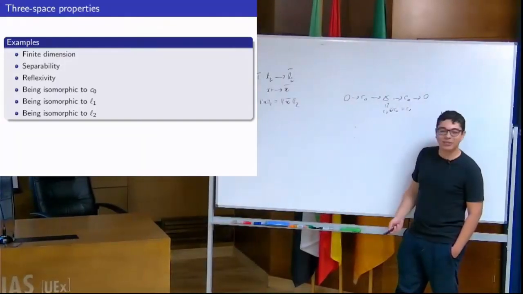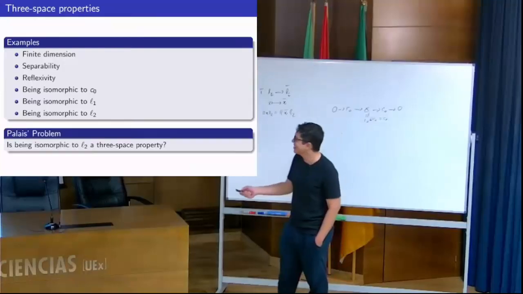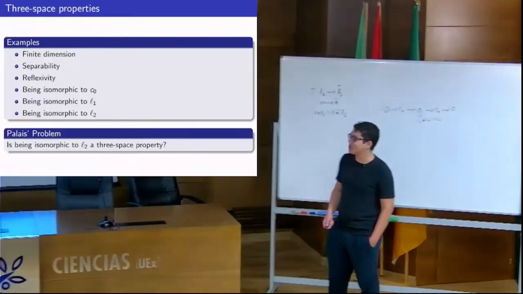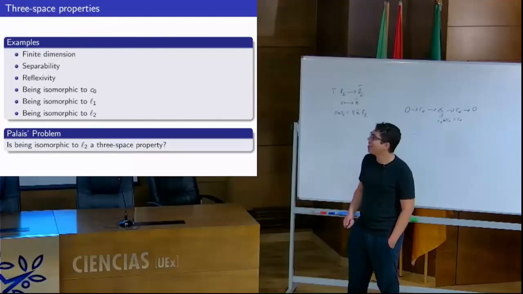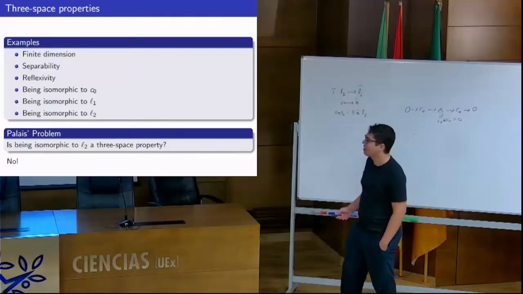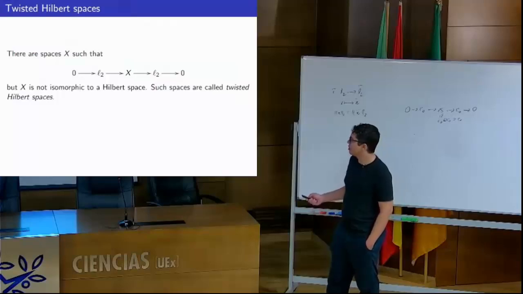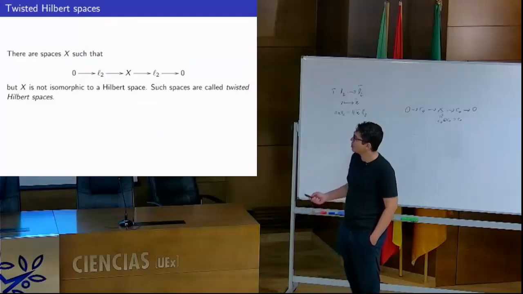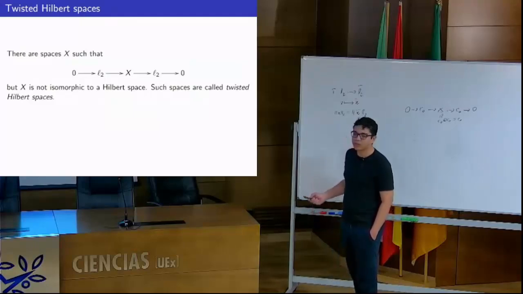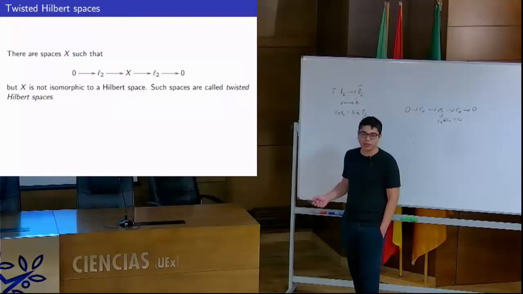So if my slides were correct, now we should have the natural question: is being isomorphic to L2 a three-space property? And as we have seen in this seminar, the answer is no. So there are spaces X which appear in this diagram and are not Hilbertian. Any space which appears like this has a subspace which is isomorphic to L2 and whose quotient is also isomorphic to L2. Such a space is called a twisted Hilbert space, when X is not isomorphic to a Hilbert space.